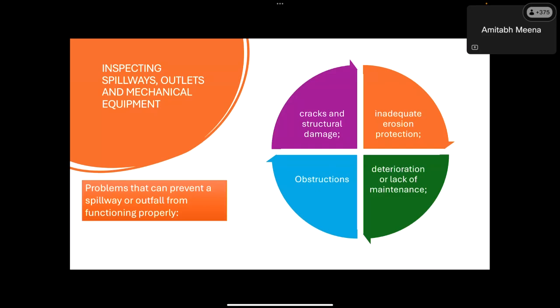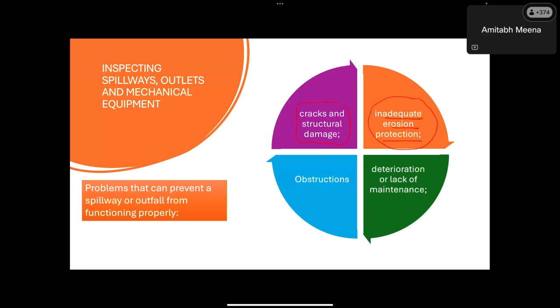Cracks. These are the structural cracks and structural damages on the structure, basically due to some quality issues. Inadequate erosion protection. Maybe on the downstream, the energy dissipation is not working properly. Because of that, there may be damage in the energy dissipation structures, and that may also cause erosion from the downstream, which may hamper the stability of the structure.